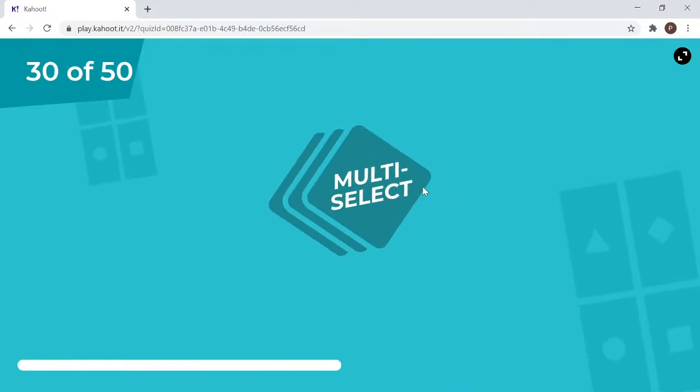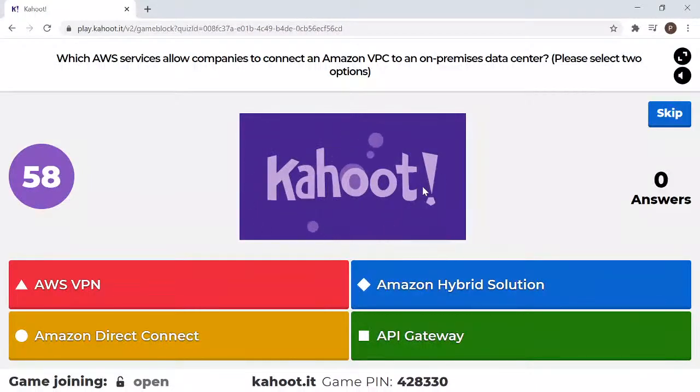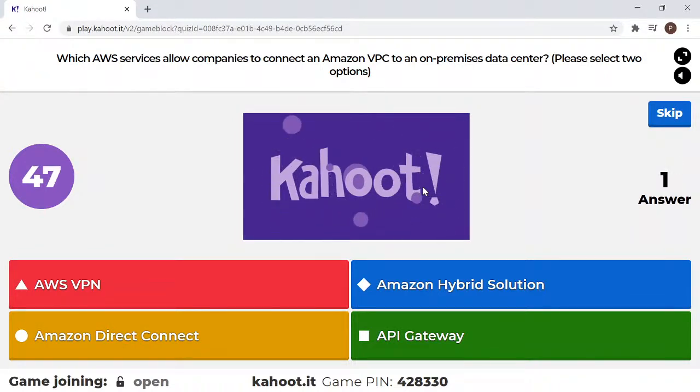Question number 30, it's a multi-select question. Which AWS services allow companies to connect an Amazon VPC to an on-prem data center? Try to select two correct answers.